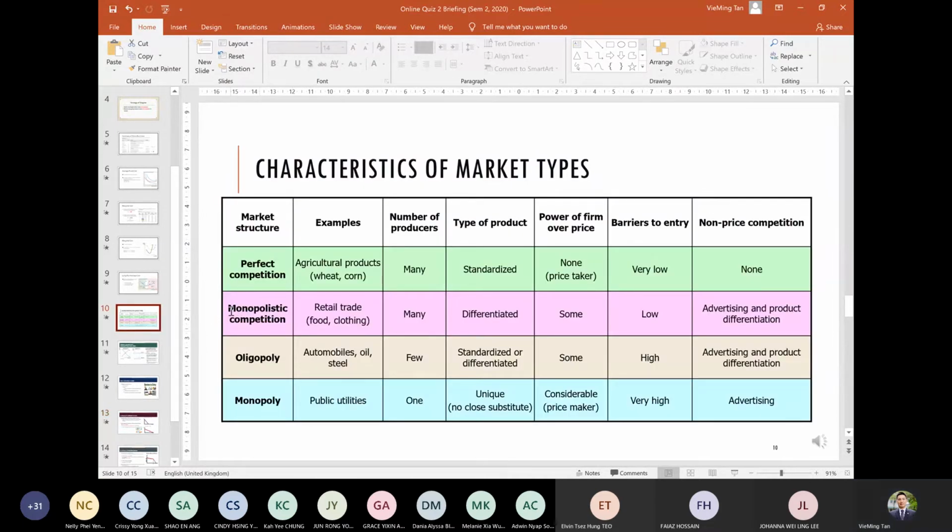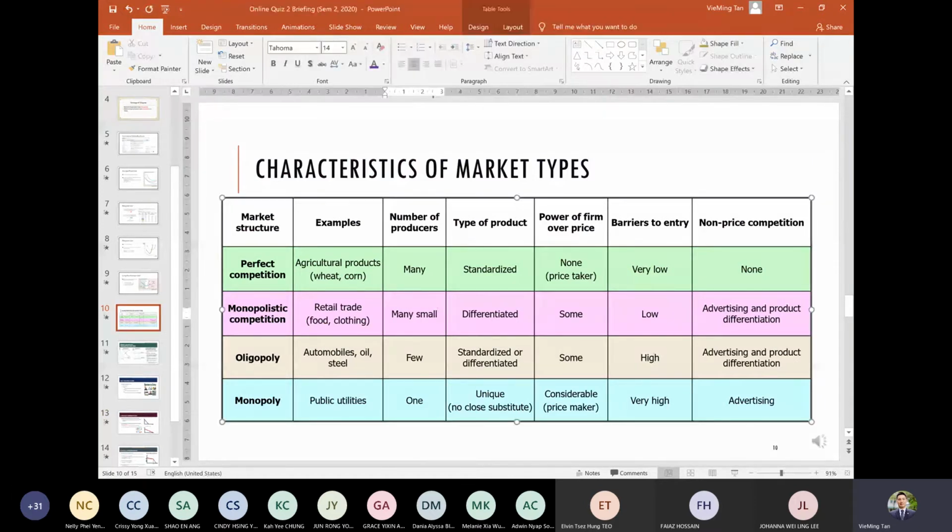So for monopolistic, the answer is many. Many small firms, but not as many as the perfect competition. This one also has many small firms. But monopolistic has fewer firms compared to perfect competition, but still a lot of small firms.